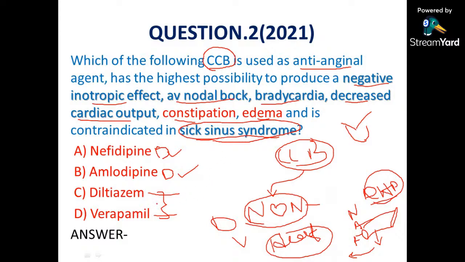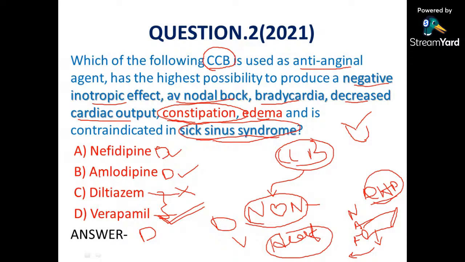So in this, diltiazem will not cause constipation and verapamil will cause constipation. All these actions are similar with diltiazem and verapamil, but when we talk about constipation, verapamil has constipation as a side effect, and it is also contraindicated in sick sinus syndrome. So the answer will be D, verapamil. Let me clarify.